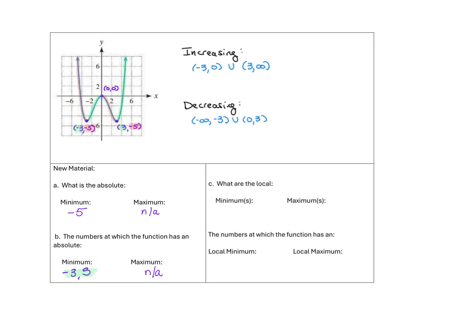Okay, so now let's go ahead and talk about the locals. So remember, all of the points where we are going from red to green or green to red are going to be locals, as well as some of them are absolutes, okay? All right, so let's talk about what are the local minimums and maximums. Remember, these are going to be the y coordinates again. And so we have local minimums at -5.